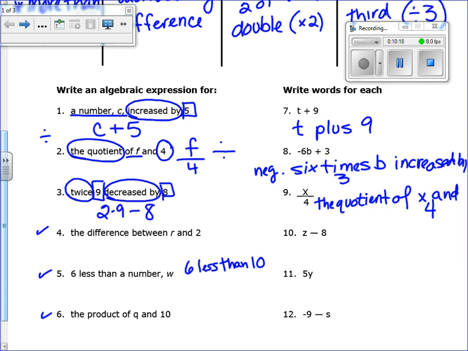Okay. So what I'd like you to do is to finish 10, 11, and 12. And for either 10 or 12, try and use less than in your examples. Thank you.